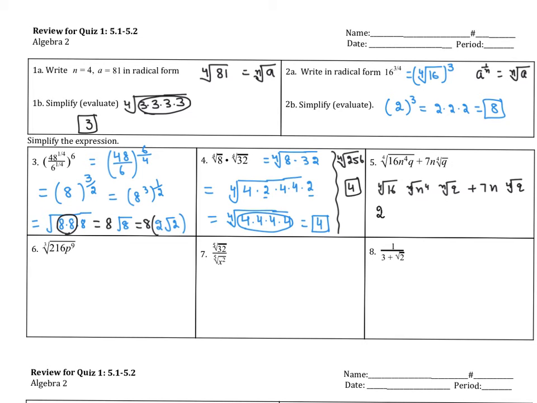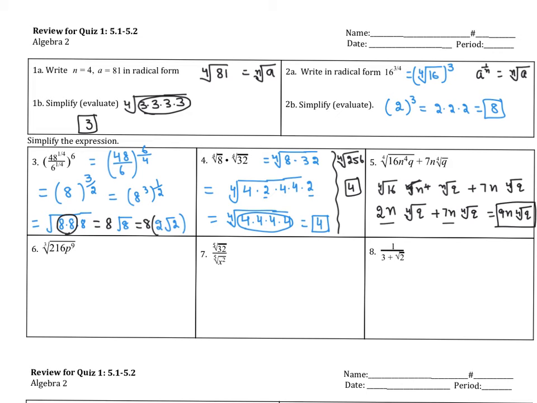The fourth root of 16 is 2 outside. The fourth root of n to the power 4: the 4 and 1 over 4 cancel, you get n outside. And you're left with 2n fourth root of q plus 7n fourth root of q. Now you can see that the outside terms are like terms and the radical terms are like terms as well. So the answer is, the outside term is going to be 9n, and inside is the fourth root of q. So 9n fourth root of q.